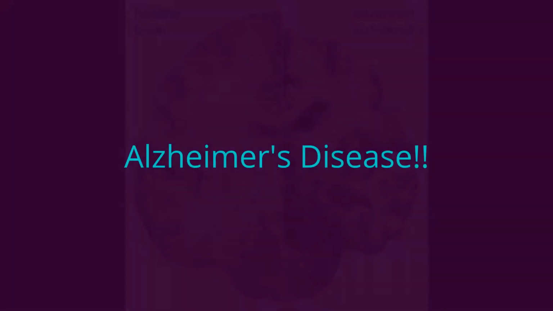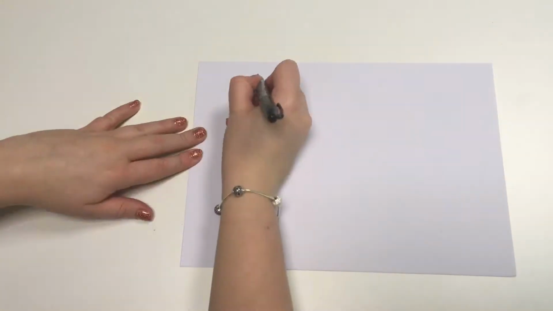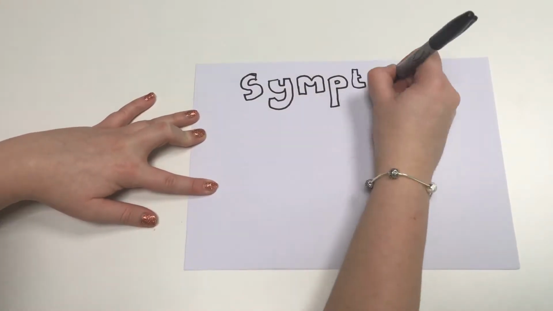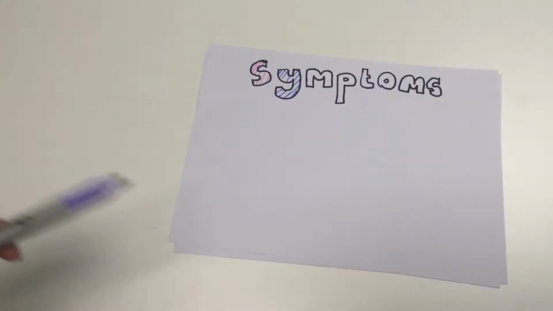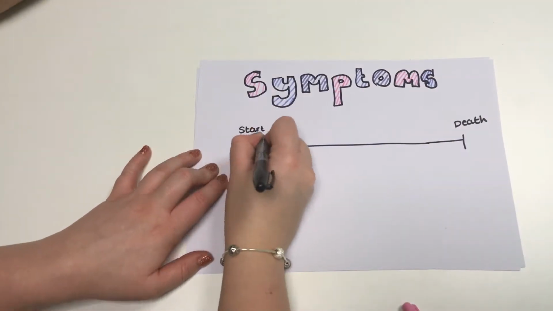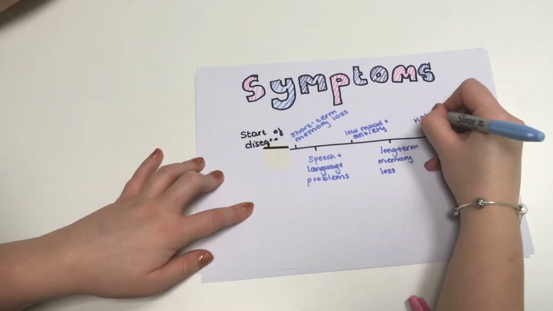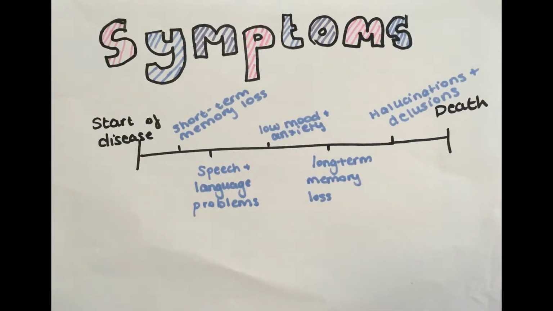Alzheimer's disease is a chronic neurodegenerative disease that accounts for 60 to 70% of all cases of dementia. It is the most common form of dementia in those over 60. Symptoms of Alzheimer's disease get progressively worse as the disease develops in each person. These symptoms include short-term memory loss, speech and language problems, low mood and anxiety, long-term memory loss, hallucinations and delusions, and eventually will lead to death.